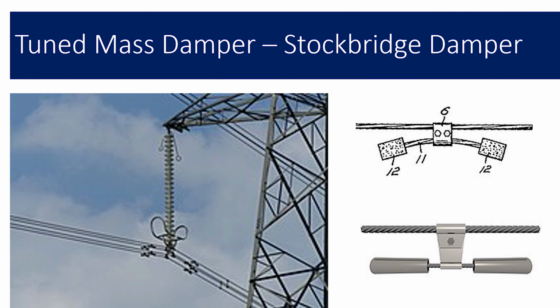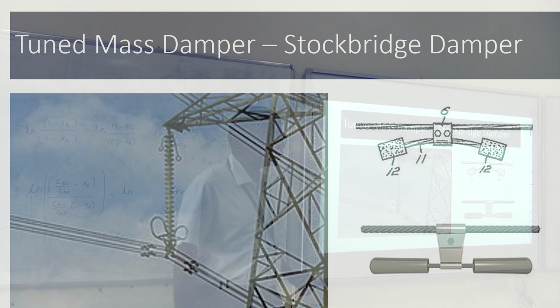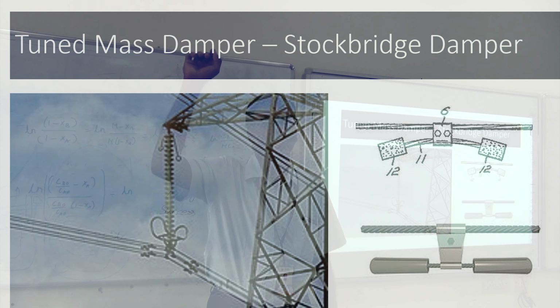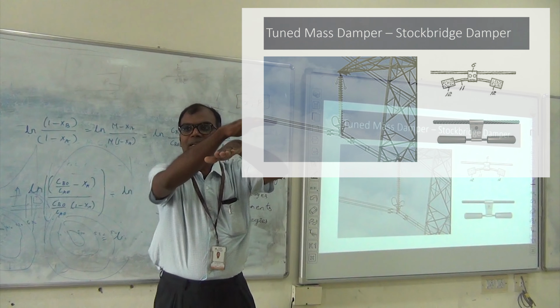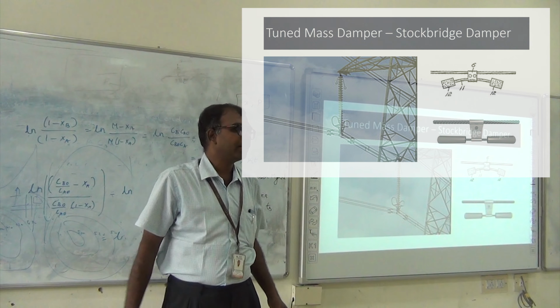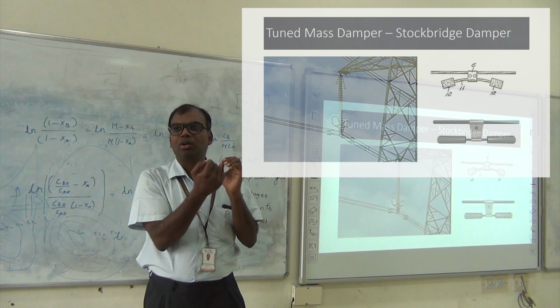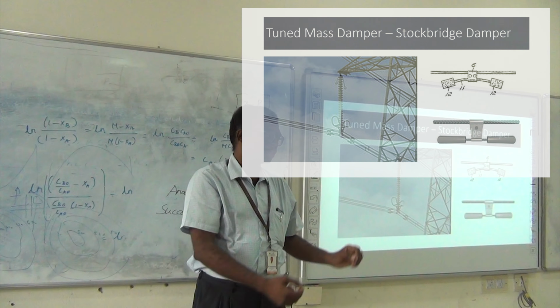Okay, now this is a Stockbridge damper. You will see it on the high tension wires. When the wind flows past this wire, it causes a very low frequency oscillation.